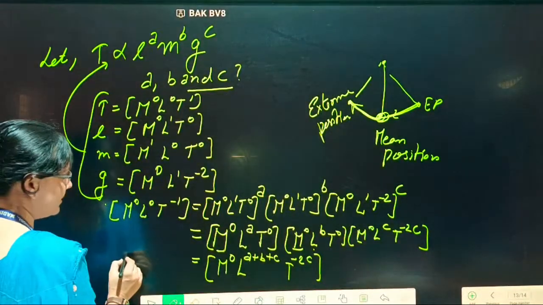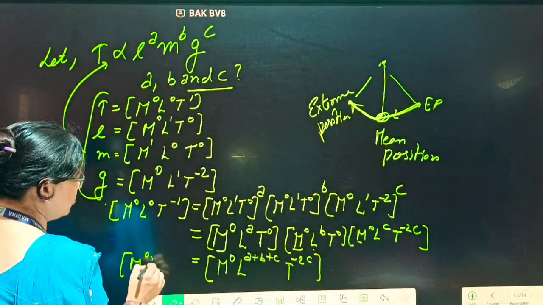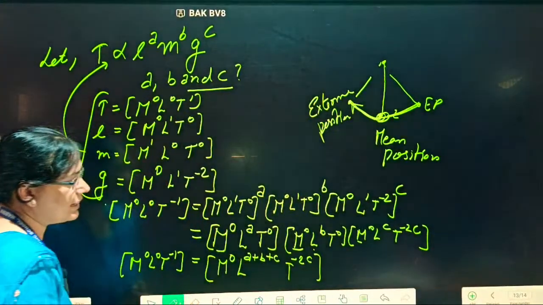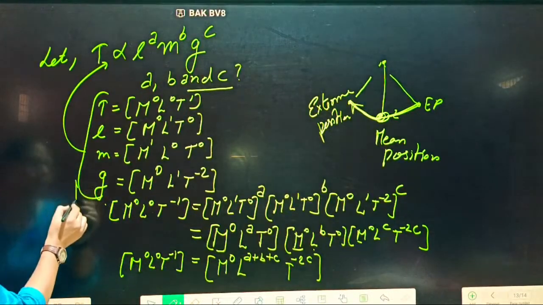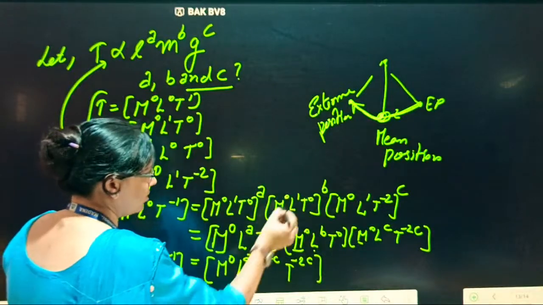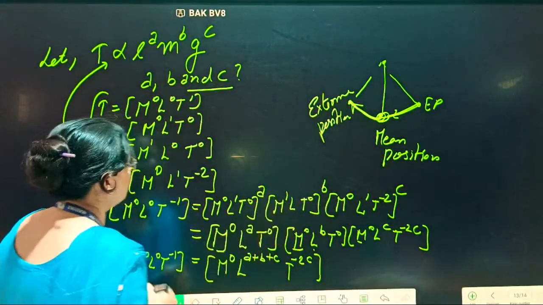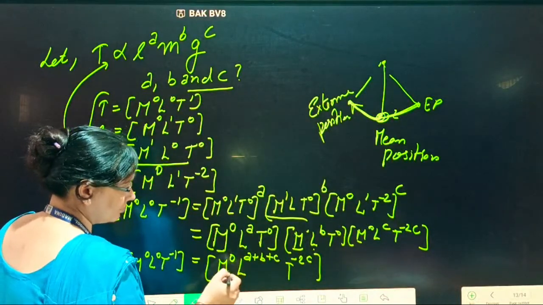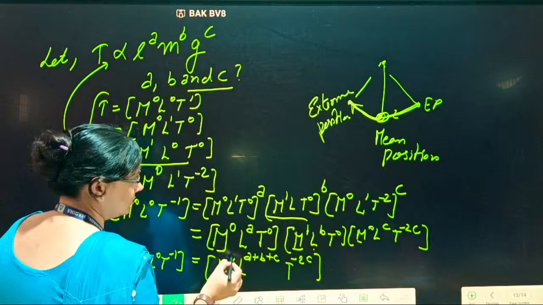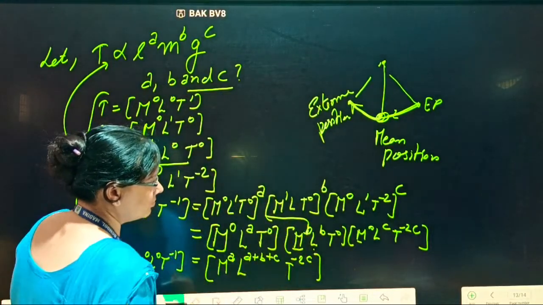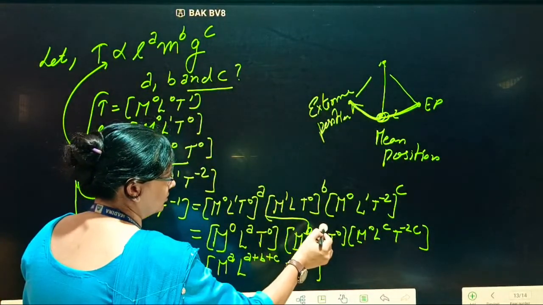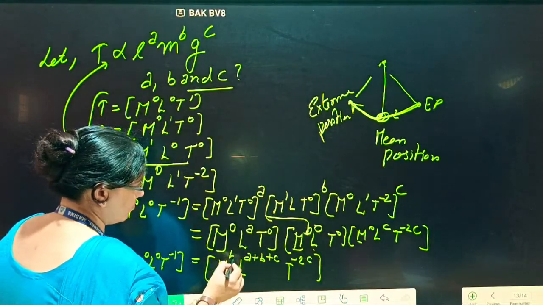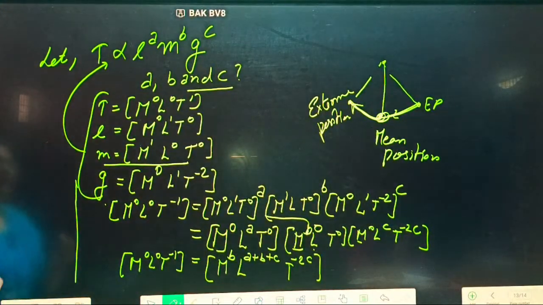Clear? Here on the other side we can write M0 L0 T minus 1. After the comparison, for the mass here it will become 1 only. This is the dimension formula of the mass, that's why we are writing 1 here. Now we are writing this on comparison.